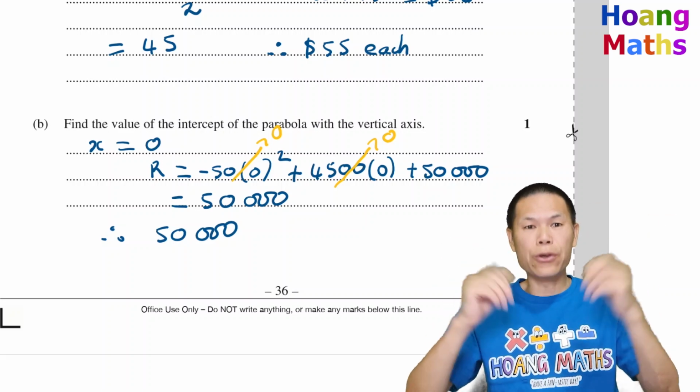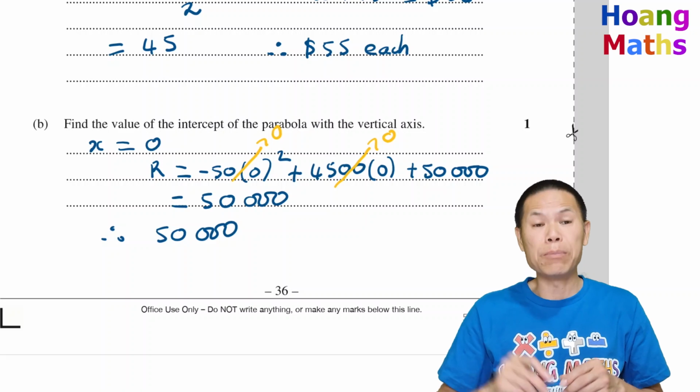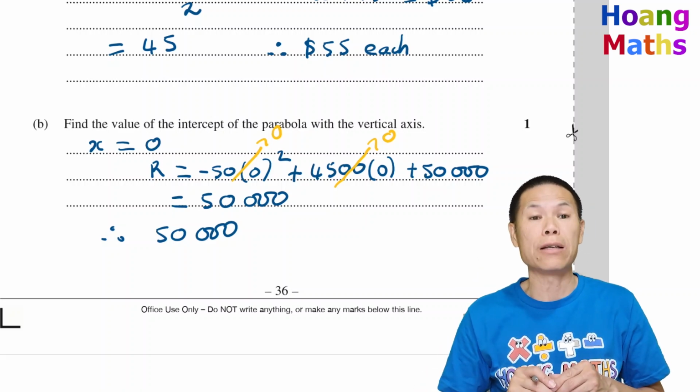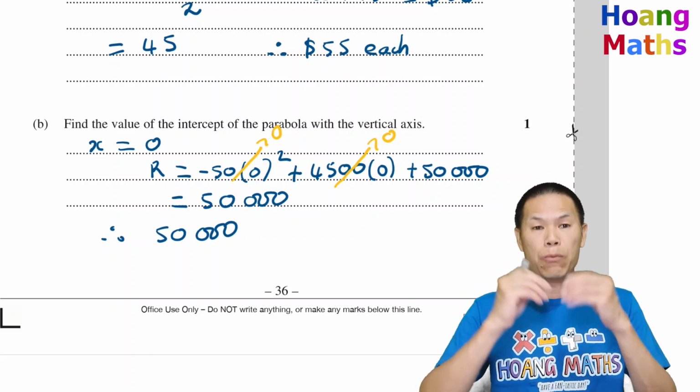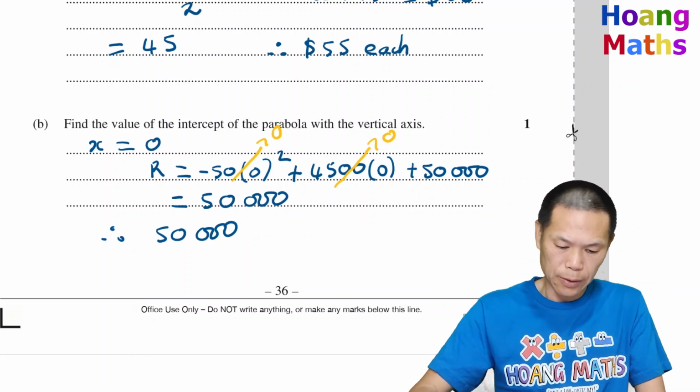So there you go. Otherwise, you can just put in your calculator negative 50 times 0 squared plus 4,500 times 0. And then we add 50,000. So the answer should be 50,000.